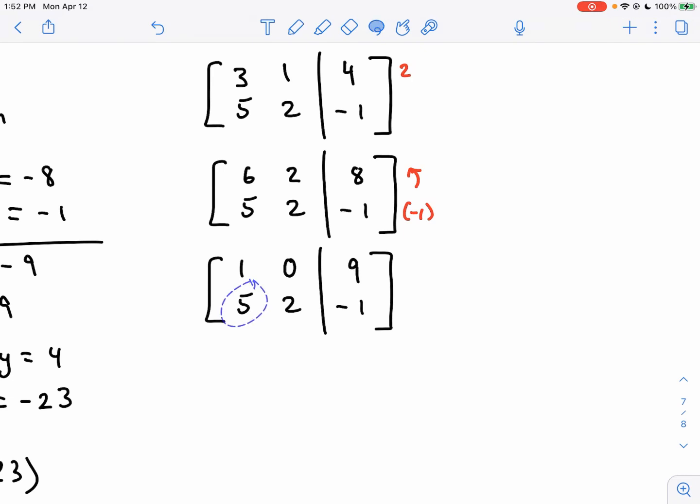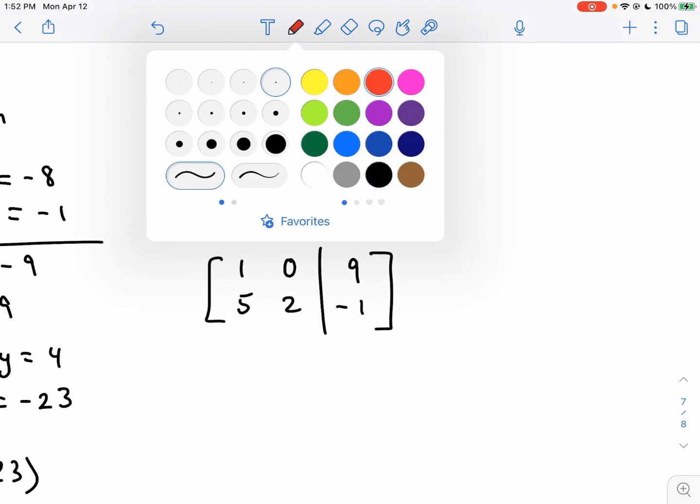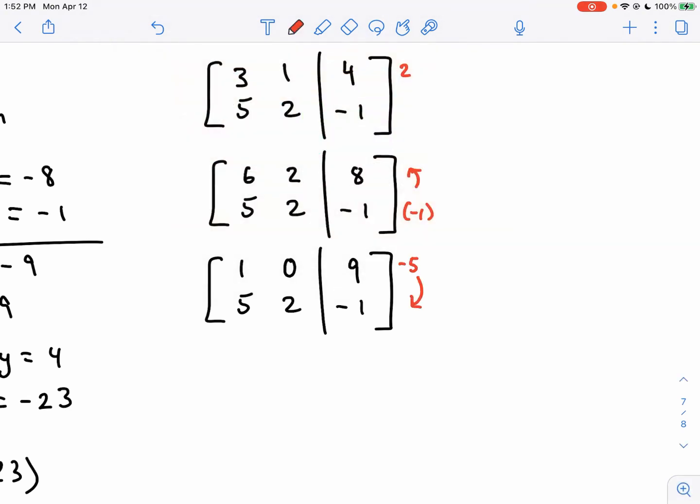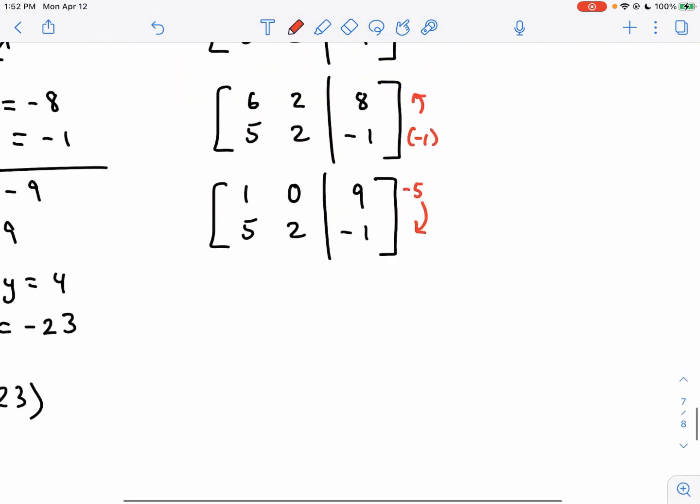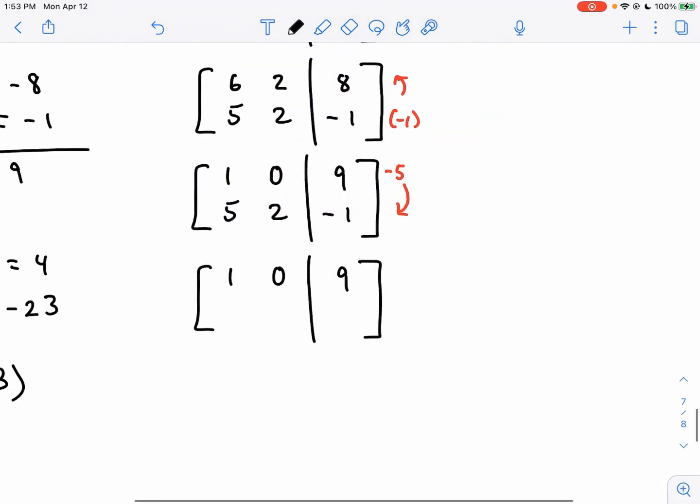And now I'm going to get a 0 beneath this one here. So I'm going to do now -5 times row 1 and add that down to row 2. So that gives us: -5 times 1 is -5, add it to 5, gives me a 0. -5 times 0 is 0, add it to 2, stays 2. And -5 times 9 is -45, and add it to -1 is -46.